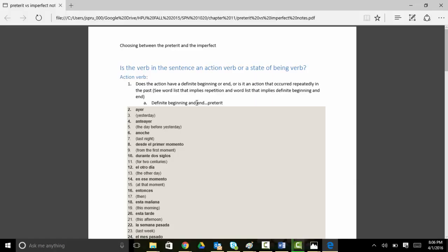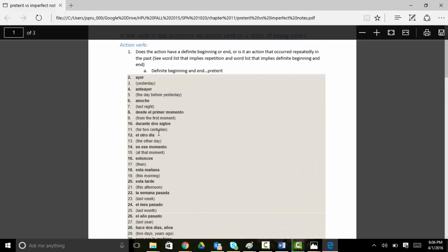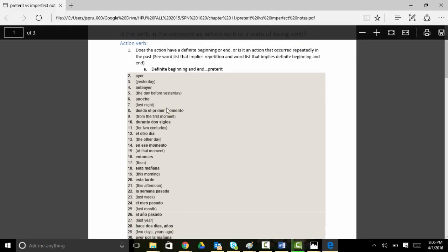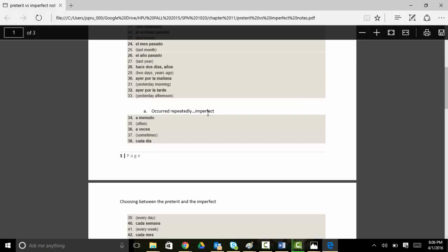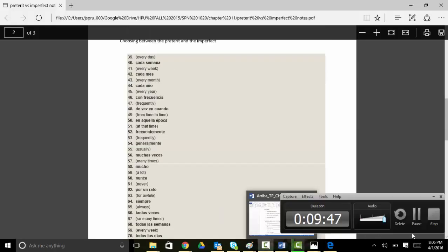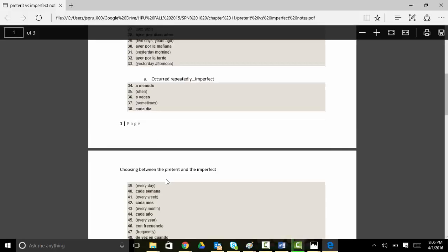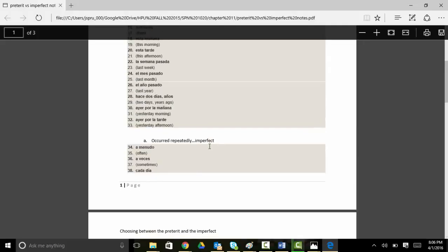If it has a definite beginning and end, use the preterite. And these are words that get associated with the preterite. So if in your sentence you see ayer, anteayer, anoche, el otro día, esta mañana, etc., then you know it had a definite beginning and end, and you would use the preterite. If it occurred repeatedly, and these are words that would imply repetition: cada semana, a menudo, cada día, cada año, then for that action verb, you would use the imperfect.